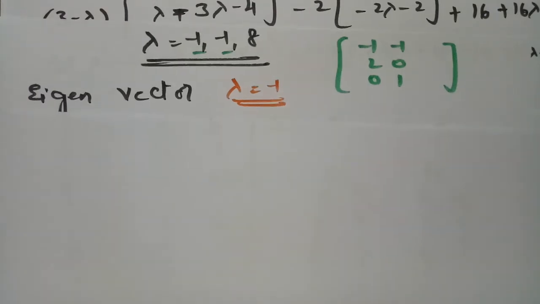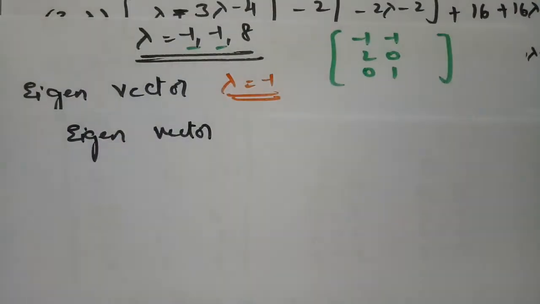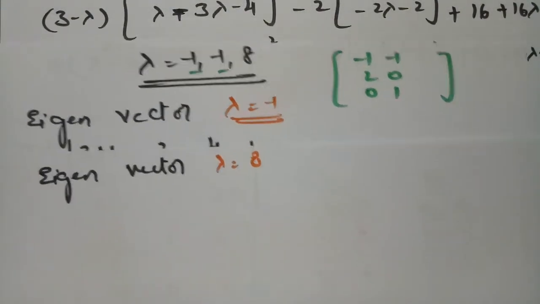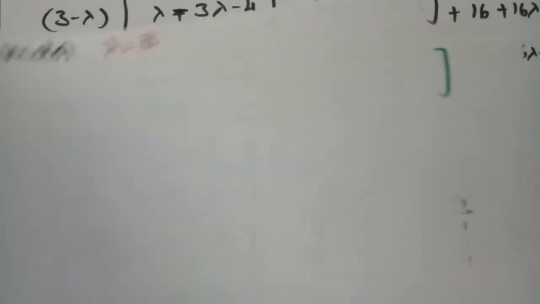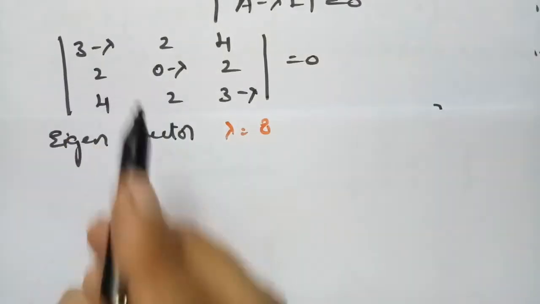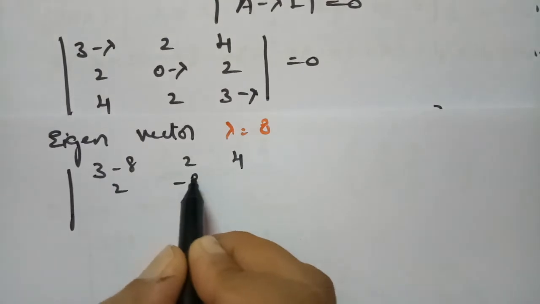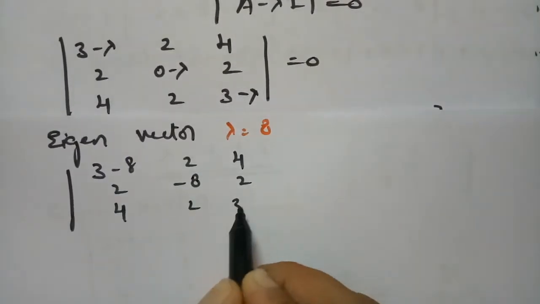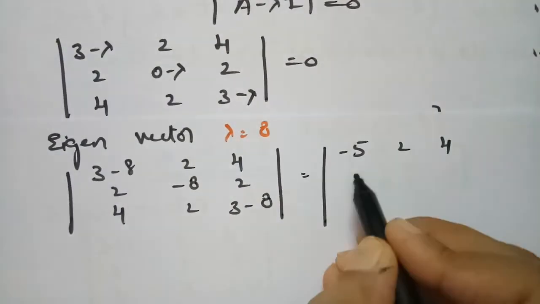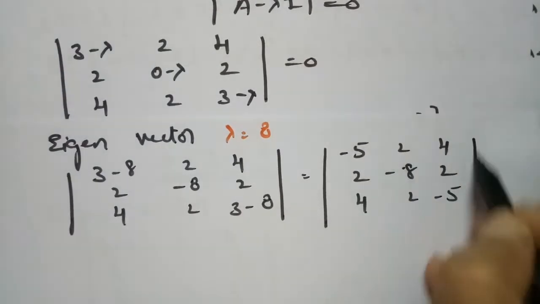What is the eigenvector? This is the eigenvector which I am going to solve for lambda equal to 8. Again I have to put lambda equal to 8 in place of lambda. Wherever I find lambda, I have to keep 8 here. That is 3 minus lambda, 2, 4. This is 2, this is minus 8, 2, this is 4, 2, and this is 3 minus 8. So this value will be minus 5, 2, 4, and this is 2, minus 8, 2, and this is 4, 2, and this is minus 5.